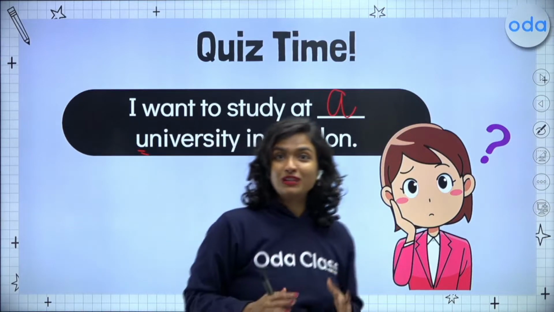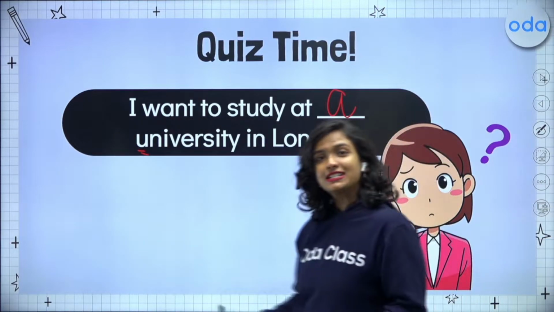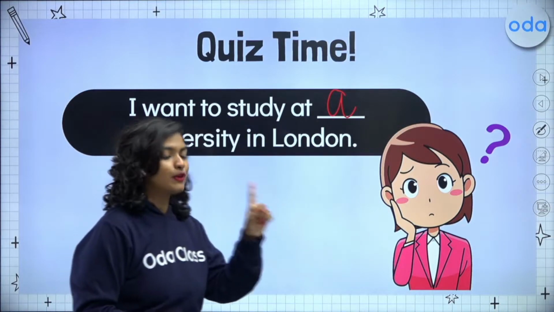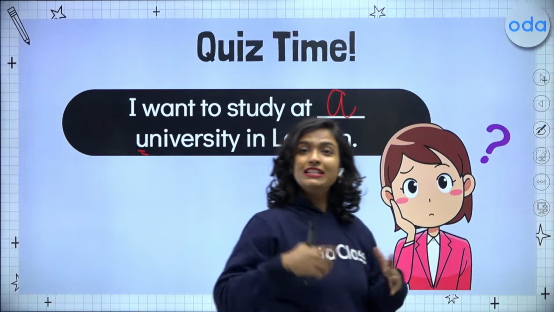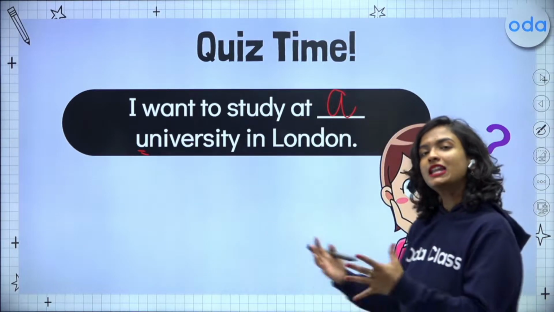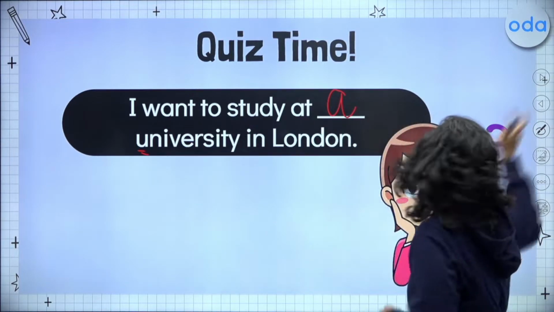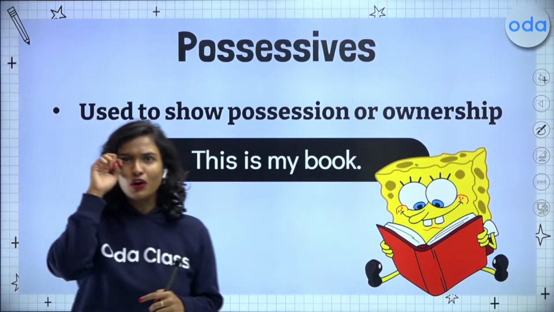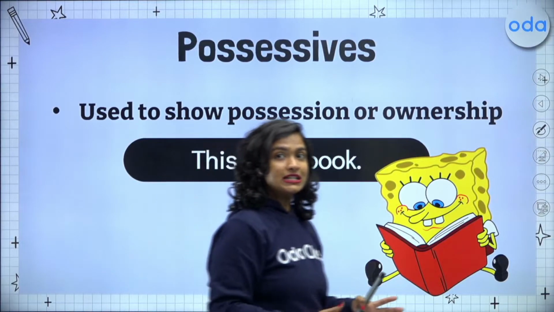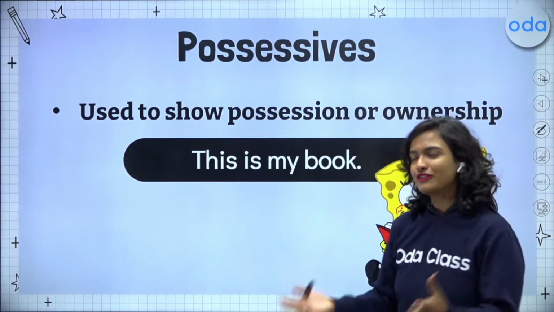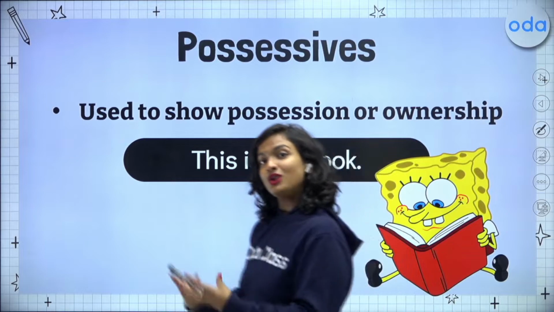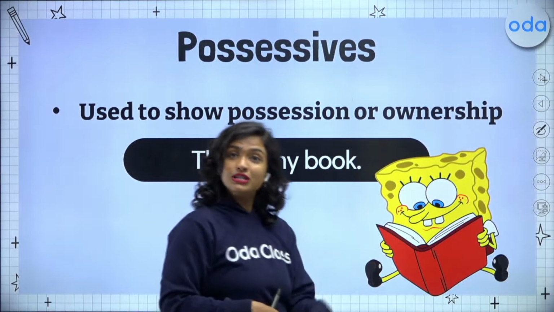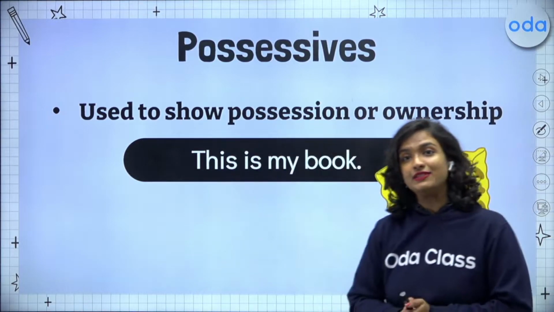So students, I hope that the difference between the three articles is clear to most of you because that was our first type of main determiner. Now students, let's move on to our second main determiner, right? Which is our possessives. Now students, what do we use possessives for, right? Possessives, my dear kids, are used to show, of course, possession or ownership. So when you own something or when something belongs to you, you use possessives, right?